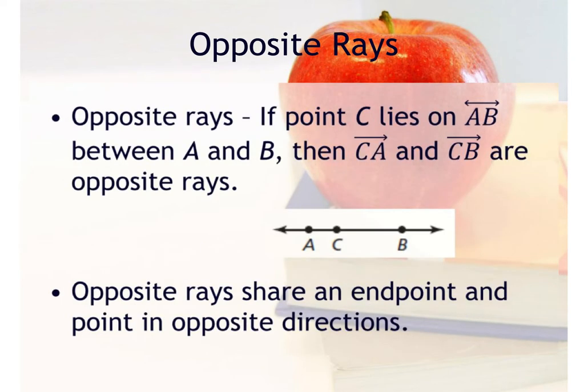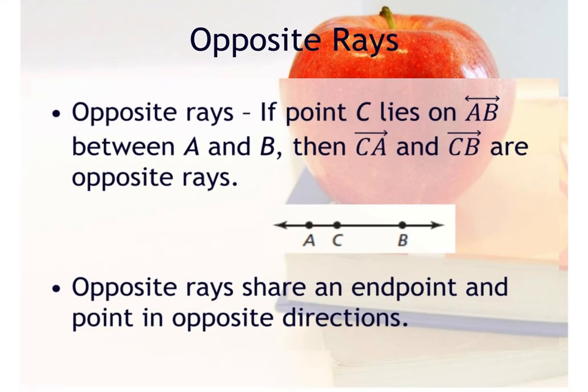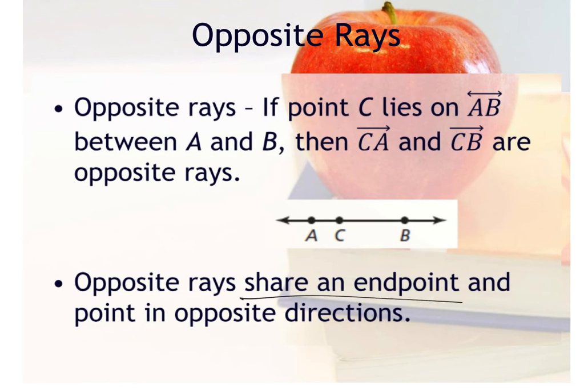All right, opposite rays. Opposite rays are very specific rays. They must face in opposite directions, and they must share an endpoint, okay? So the two opposite rays here would be CA and CB because their shared endpoint is C, and they're facing in opposite directions. One's going in the A direction, one's going in the B direction.